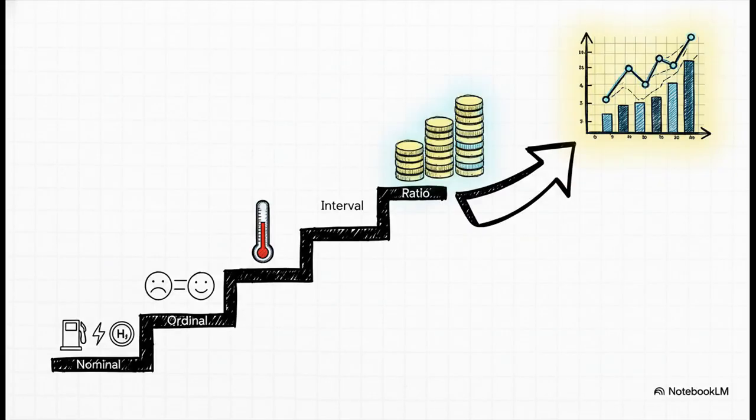So here's the really crucial point in all of this. The more precise your data is, as you climb that ladder from just labels, like nominal, all the way up to ratio, the more powerful the analysis you can do becomes. It's pretty simple. You can do a heck of a lot more math with company profits than you can with a list of car engine types.